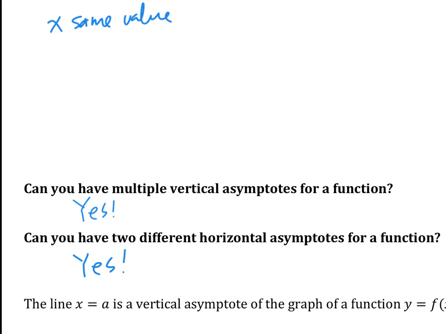Okay, so tomorrow we're going to talk about horizontal asymptotes for a few days because they're harder than the vertical ones. All right.